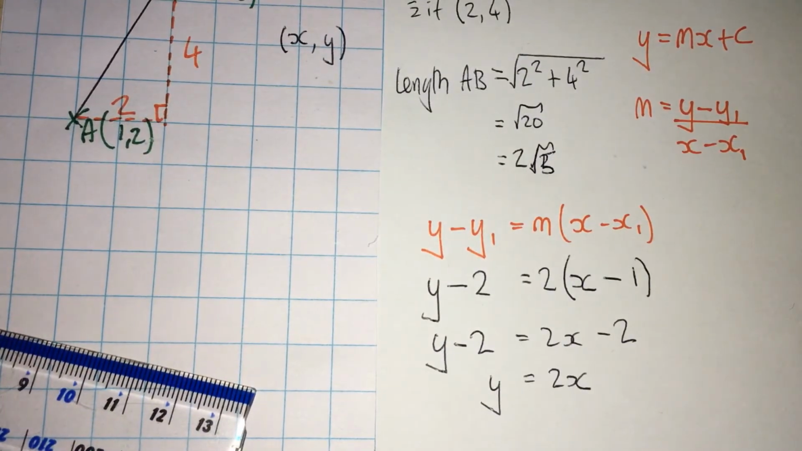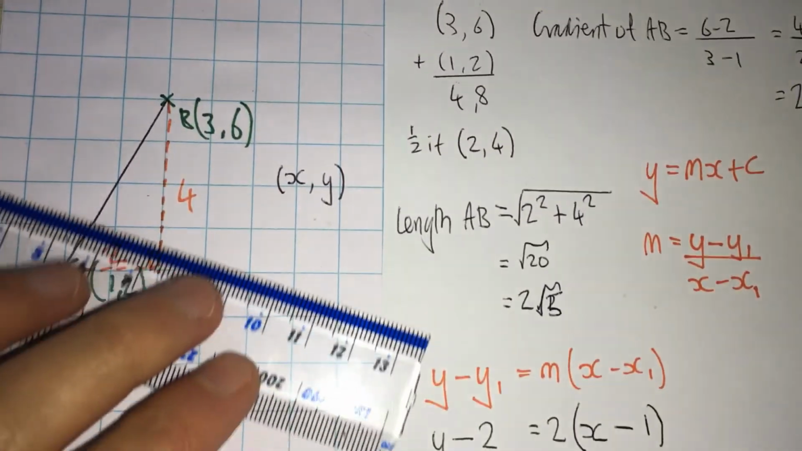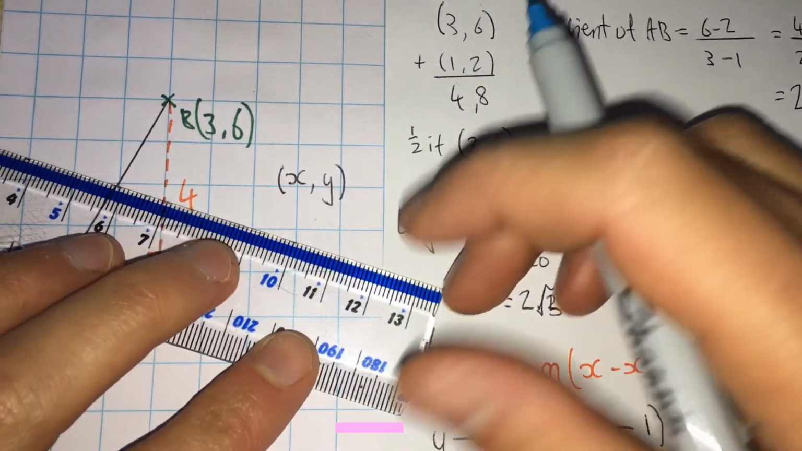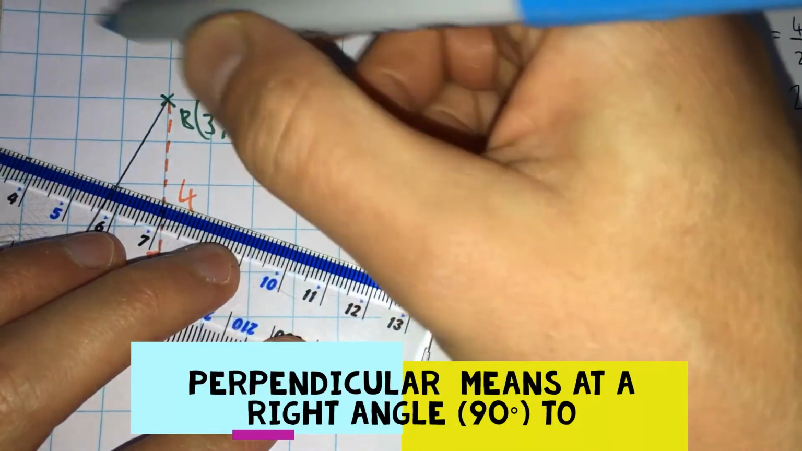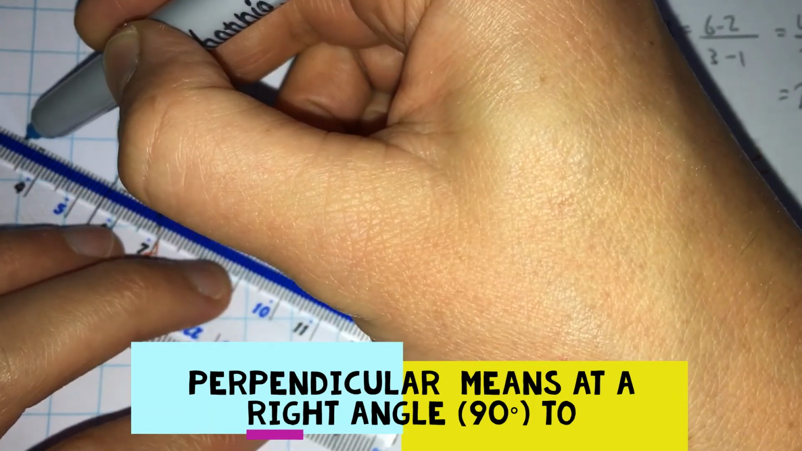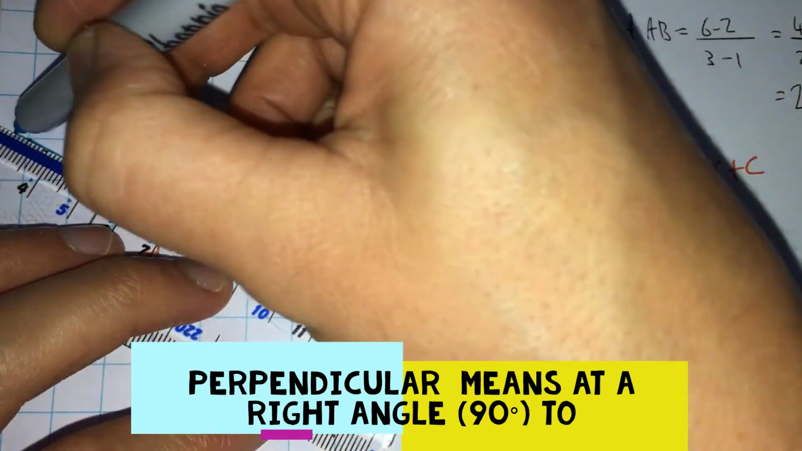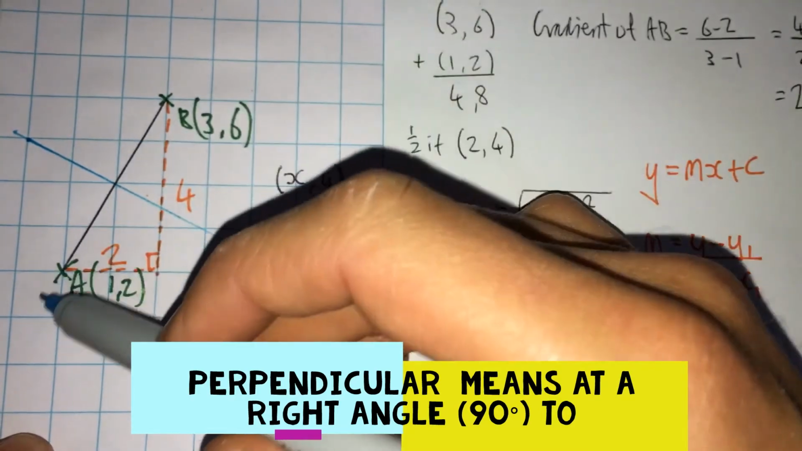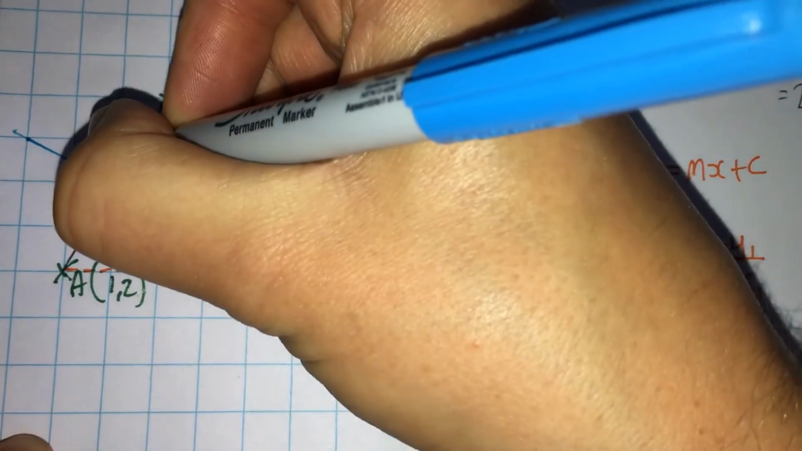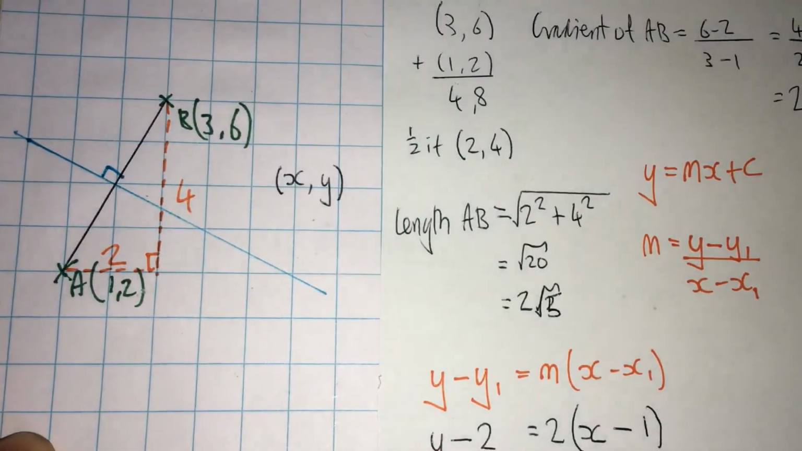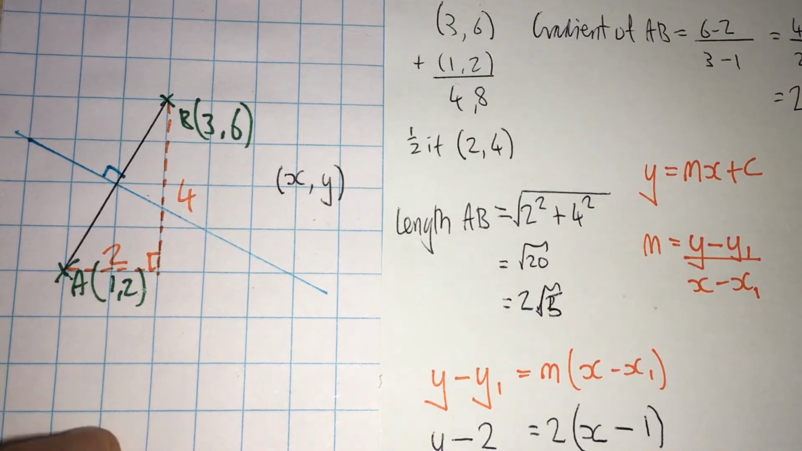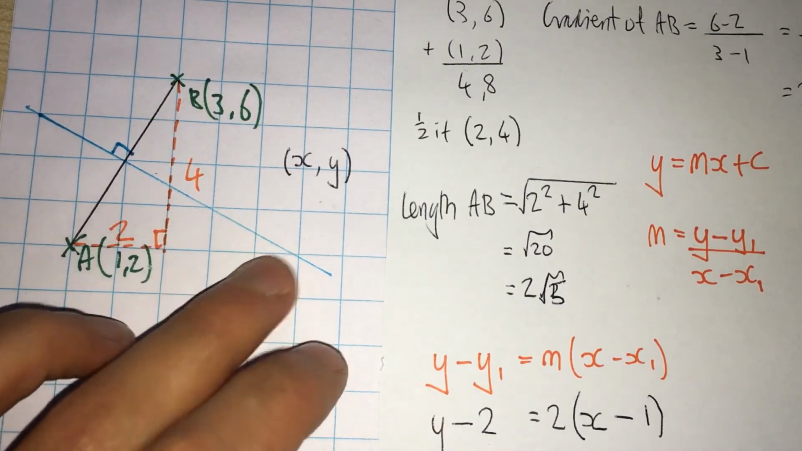Is there anything else I can do? Well, how about we look at a line that's perpendicular to this line. So instead of 1 across and 2 up, it's going to come straight through like this. Doesn't matter where I draw it on the line. What I'm looking for is a right angle at the point where they intersect. How can I find the gradient of this line?